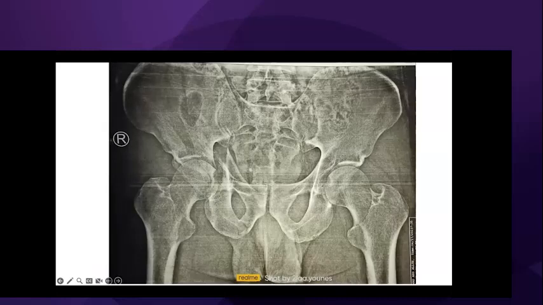In this X-ray, you will find that the anterior column of the acetabulum is disrupted, in the form of discontinuity of the ilioinguinal iliopectineal line, and the posterior column is disrupted, in the form of the ilioischial line, and this is a fracture going up in the iliac wing. The posterior wall of the acetabulum is also fractured.